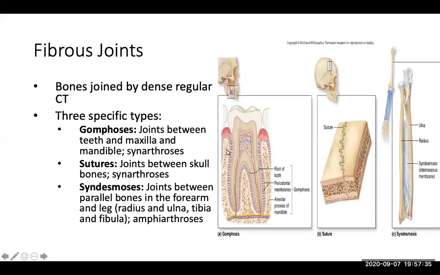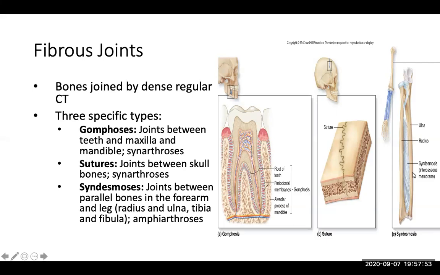So here are fibrous joints. An example are gomphoses or a gomphosis, which are the joints between your teeth and the maxilla bone and the mandible. So this is a synarthrosis, completely immovable. Sutures are joints between the skull bones, also synarthroses, immovable.